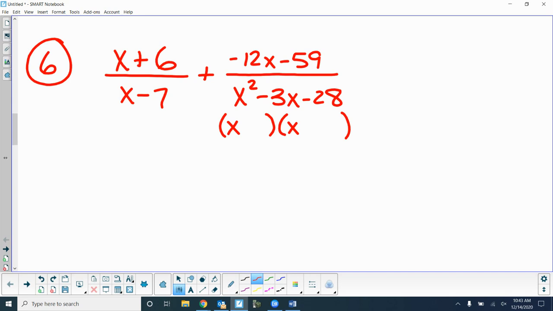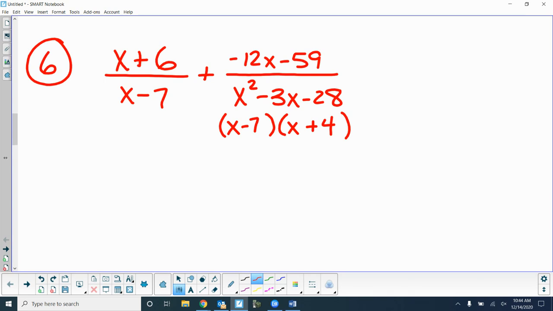Then you look at factors of negative 28. What times what equals negative 28, and when you add the two, you get negative 3. It would be negative 7 and a positive 4, right? When I multiply those two, I get negative 28. When I add those two, I get the negative 3.